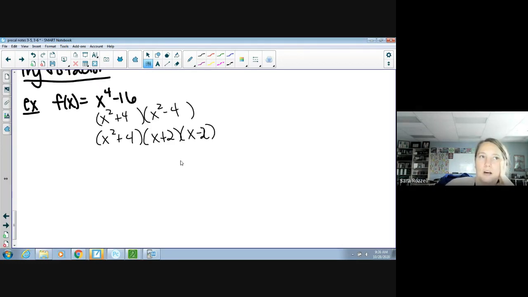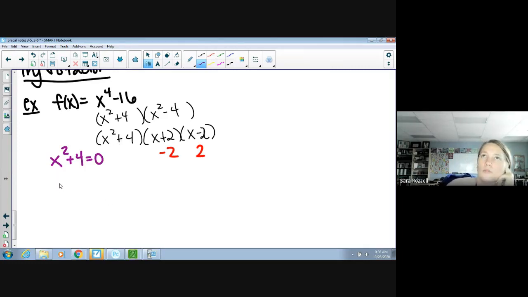So how many answers are we looking for? We're looking for 4. We've spotted 2, so we know these are 2 of our answers, 2 and negative 2. We're down to a quadratic, so we could use the quadratic formula if we wanted to, but since it's just 2 terms, we don't really have to. So we'll take this factor, set it equal to 0, and solve it, and that will give us our remaining 2 answers. So x squared plus 4 equals 0.